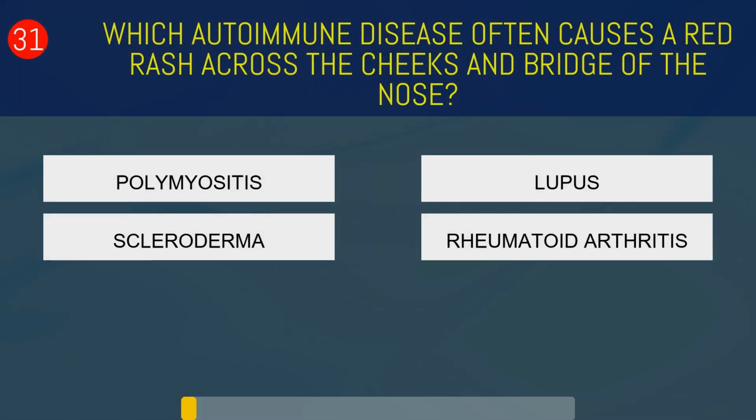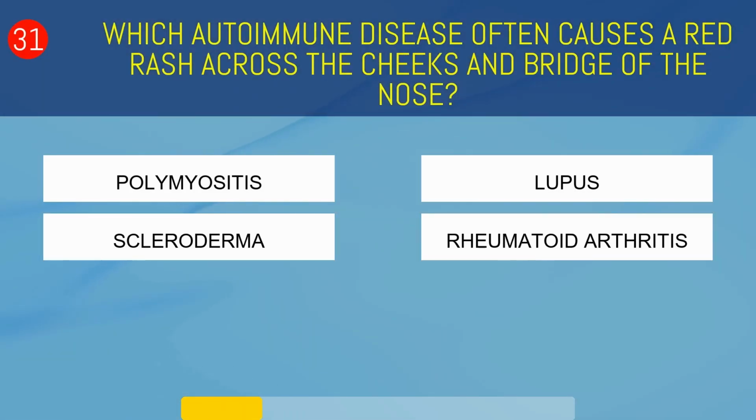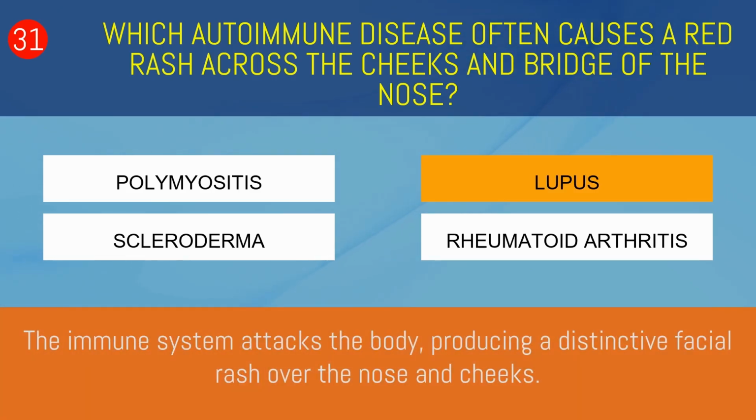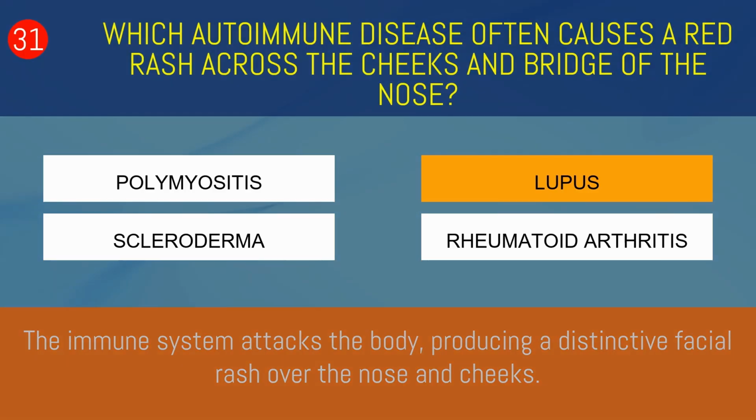Which autoimmune disease often causes a red rash across the cheeks and bridge of the nose? Polymyositis, scleroderma, lupus, or rheumatoid arthritis? Lupus. The immune system attacks the body, producing a distinctive facial rash over the nose and cheeks.